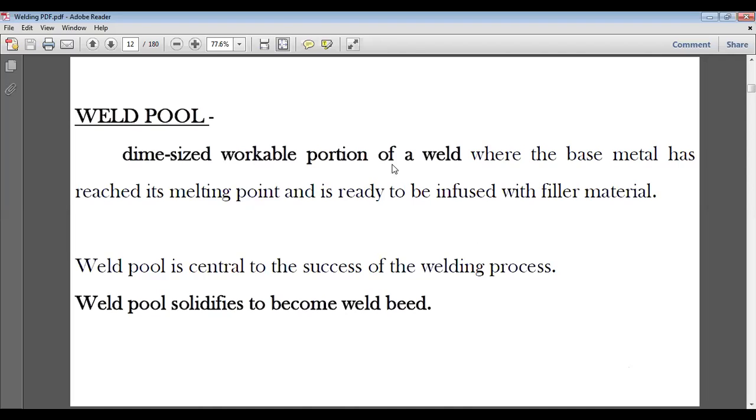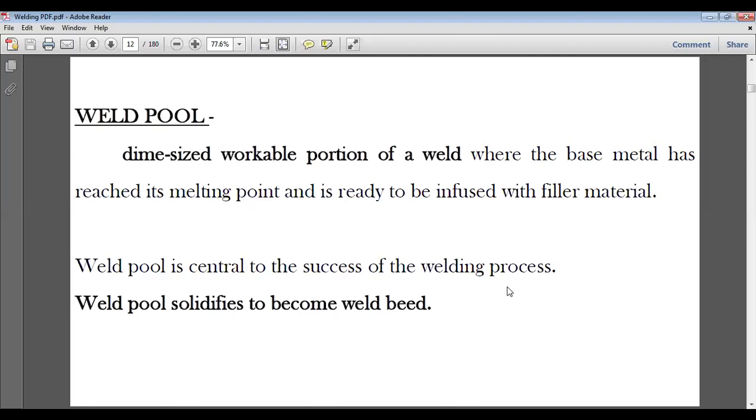The weld pool is the workable portion of a weld where the base metal has reached its melting point and is ready to be fused with filler metal. The weld pool is central to the success of the welding process. It is a highly complex and complicated zone where all the properties of the weld joint are defined. The weld pool definition and demarcation determine the welding strength and properties of the welded joint.